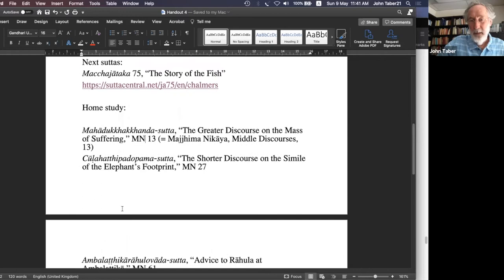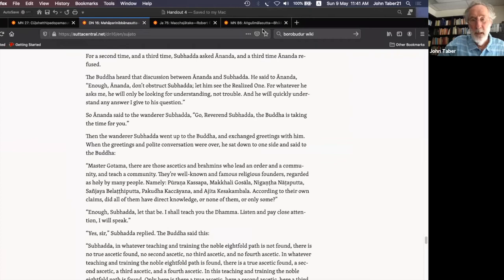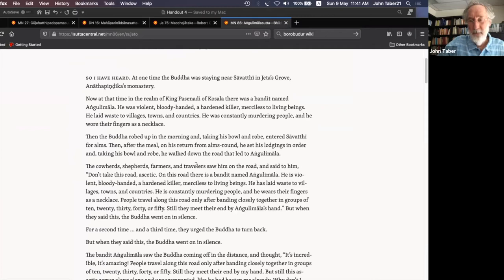Okay, I think the other thing on the agenda today is we wanted to talk about Angulimala again. We want to get back to that. I wonder if anybody has any comments or observations or questions about this sutta. If you have something to say, just unmute yourself and start talking, and I'll identify you.